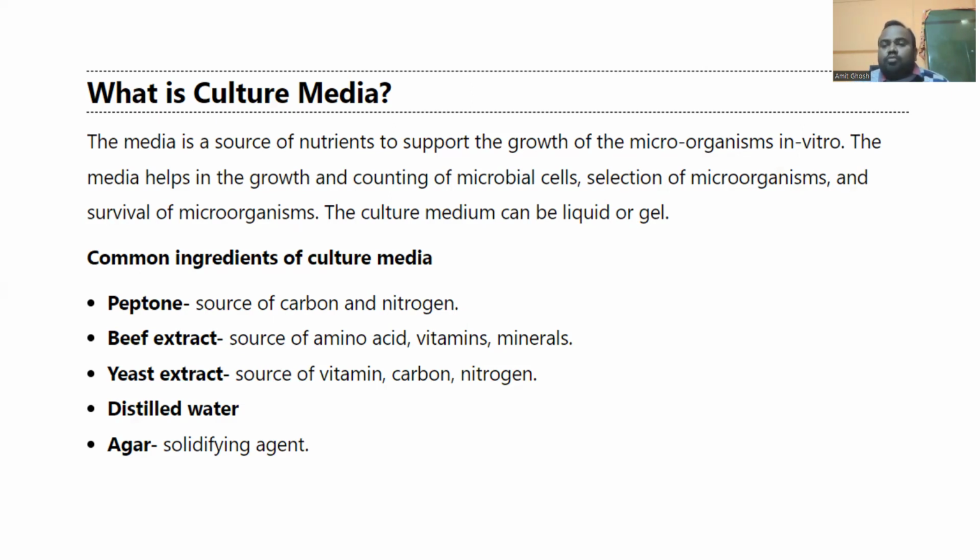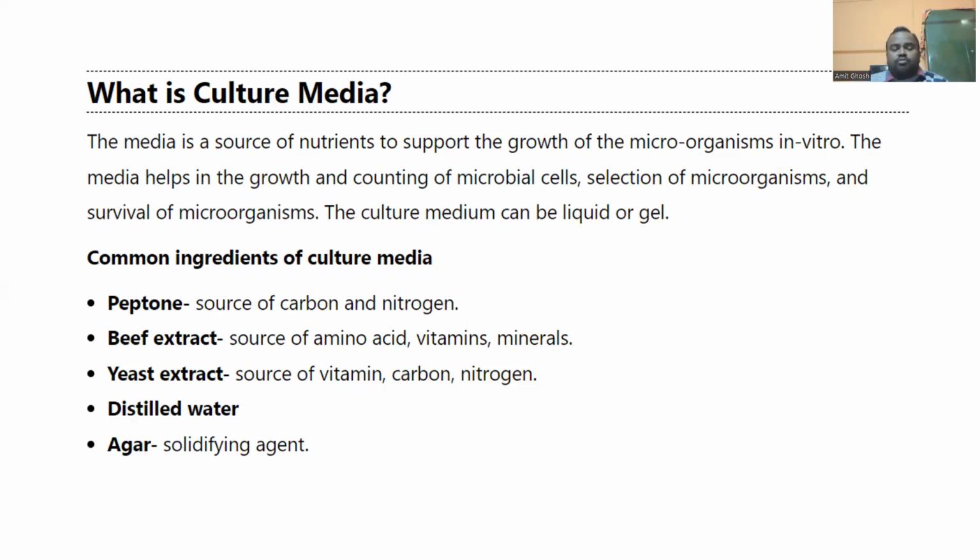We use the two words in vitro and in vivo. In vivo means inside the cells, and in vitro means outside the cells. Here we are growing bacteria in laboratory conditions, so you can say it's in vitro. And the media helps in growth and counting of the microbial cells, selecting of the microorganisms, and survival of the microorganisms. The culture media may be liquid or may be gels.